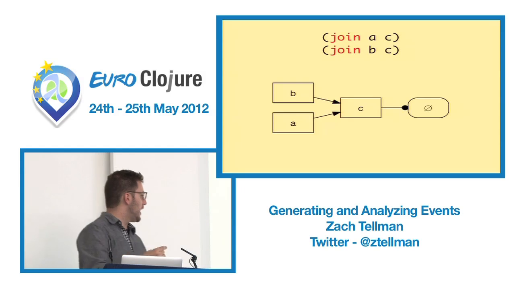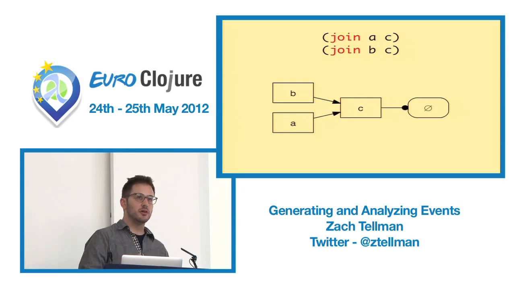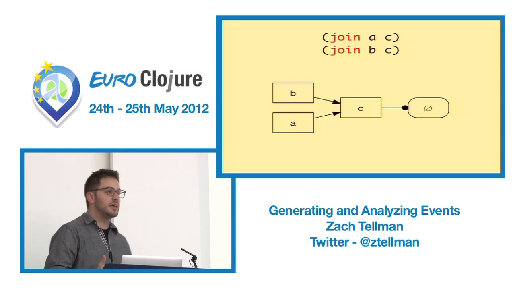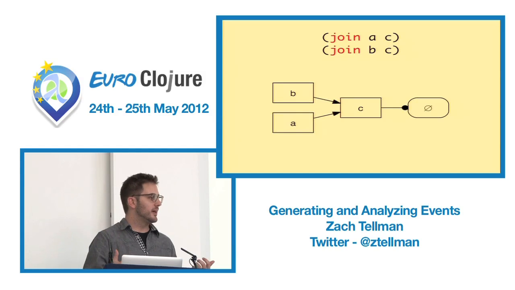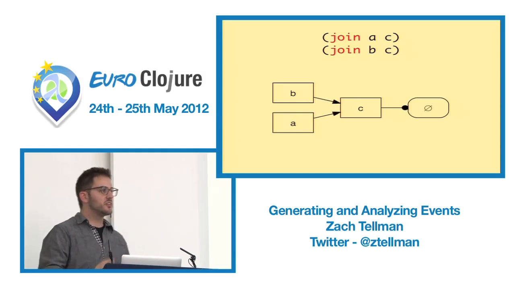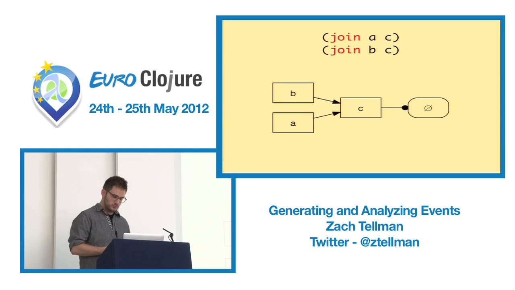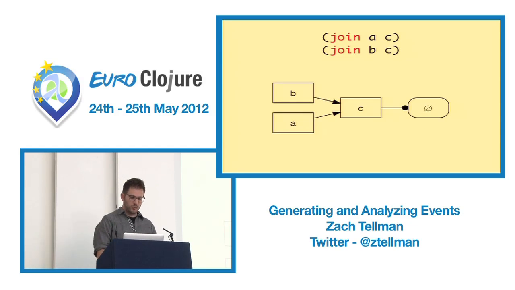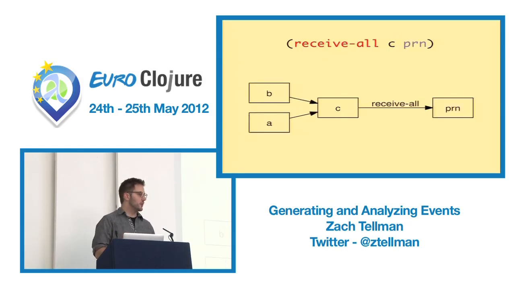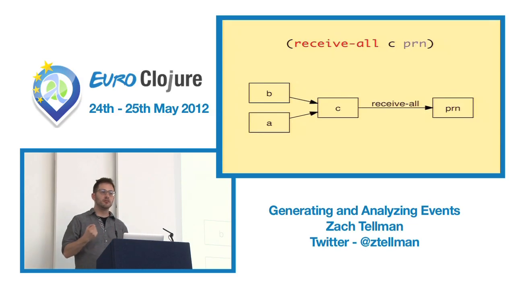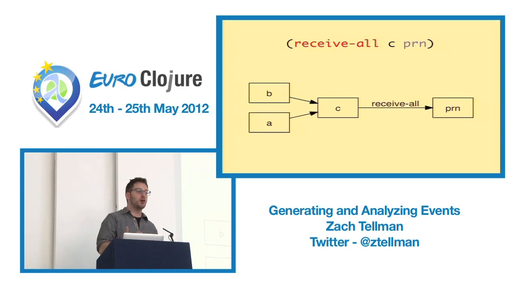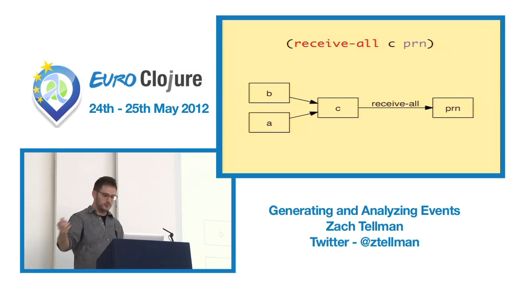We can also combine the output of channels together. If we have three channels, A, B, and C, and we join A and B to C, C is now a representation of the combined output of those two channels. And you may be wondering, what do we do with these messages, right? Well, we can read them out one by one from the queue. But we can also simply register a permanent callback and say, every time we get a message, I want to do this. In this case, I want to print it out.